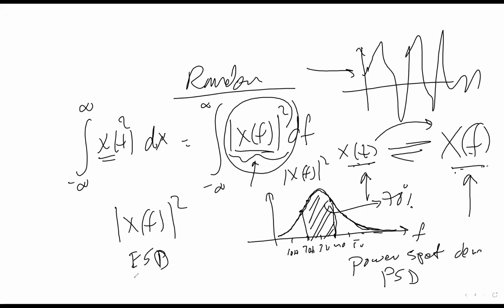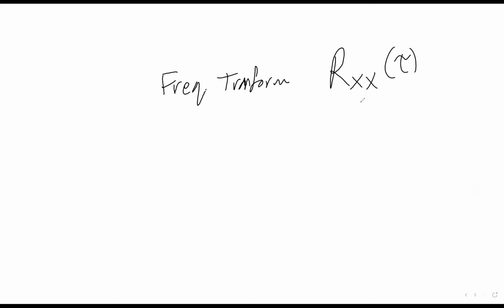The derivation was already given in the book and in the distributed chapter, but I will not repeat it here. It is very easy to do, and I advise you to study the derivation, but don't worry if you cannot do it yourself. The concept here is that the Fourier transform of the autocorrelation function Rxx of tau gives us the power spectral density.